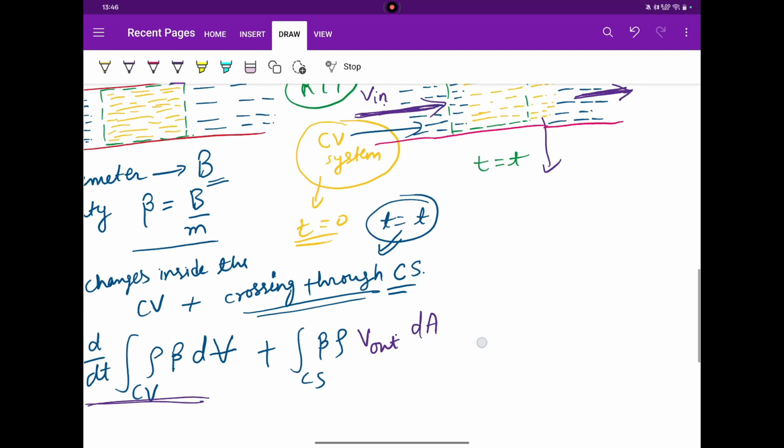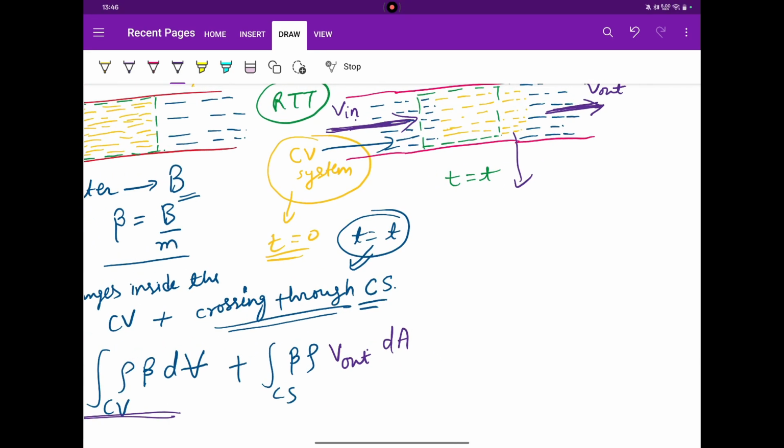Okay, or to put it differently here, v into dA, this is what is going out. So to be precise, you can write it like this. Okay, out, how much it is going.